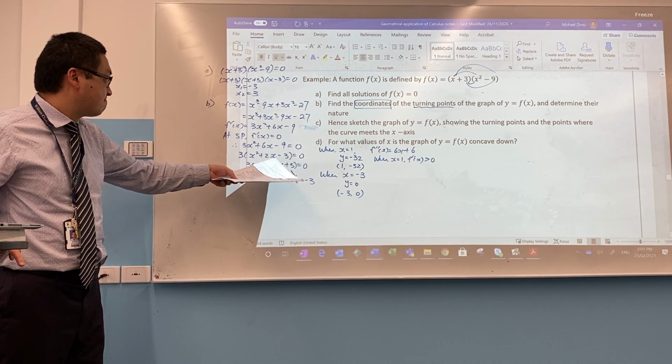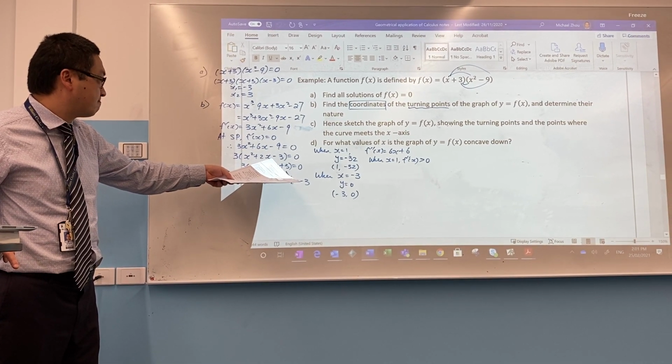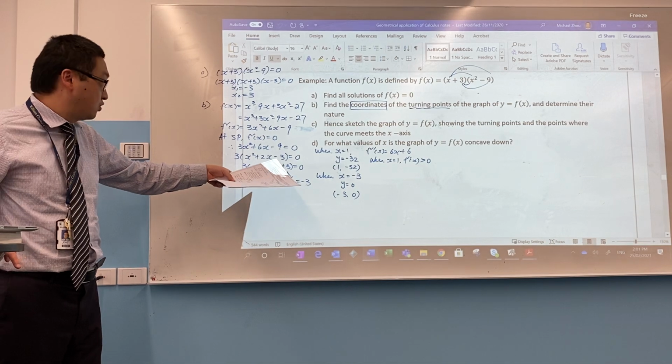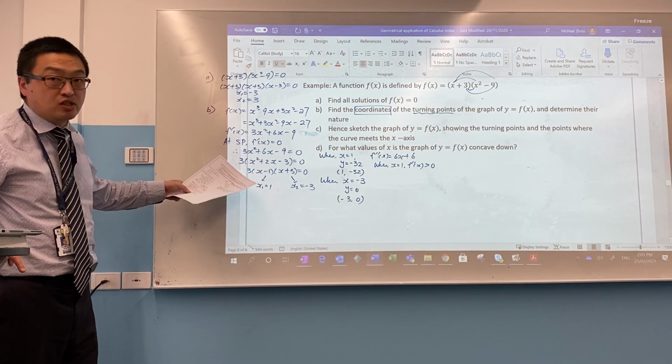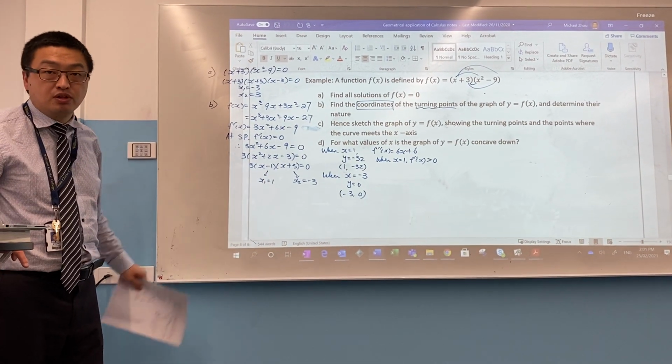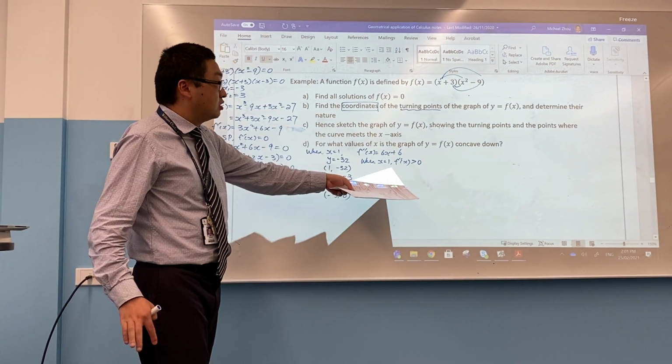Can't use that? I think you can use that too. You can use that too, yeah, because the 3 doesn't really make a difference.